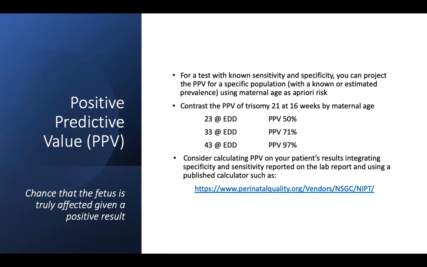And ACMG actually recommends that an NIPS result report itself should have a positive predictive value listed on there. Not all labs are following suit with this, so I would encourage each of you to become familiar with a published positive predictive value calculator, as the one I have listed here. It's pretty simple to use. You're just plugging in mom's age and the particular condition that she screened positive for, and it calculates what that PPV would be for your patient.